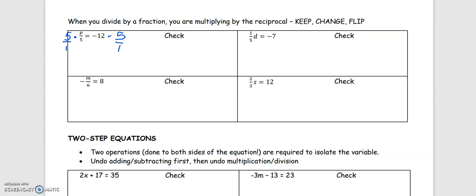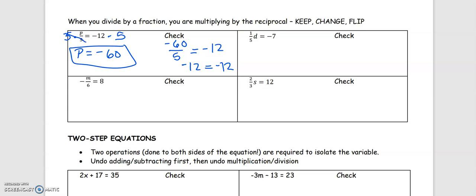But is that over 1 necessary? Not really. So whether you write it there or not, that's up to you. It's going to become necessary in a minute, but for right now, we can just go with this. Our 5s are reciprocal, so they cancel each other out. We have p equals negative times a positive is a negative, like so. When we check, we're checking again that our solution is true before we move on.